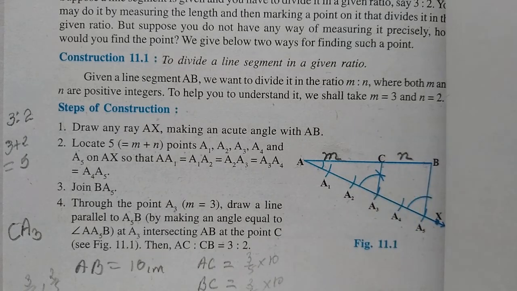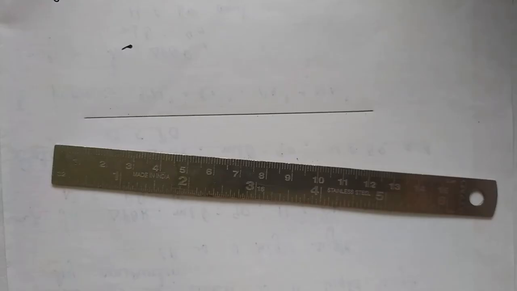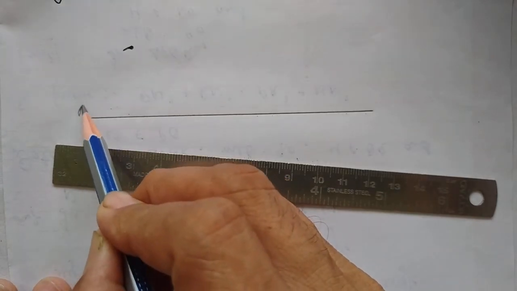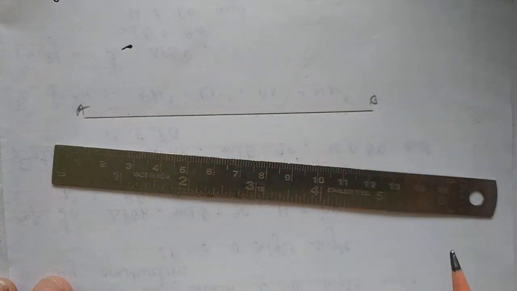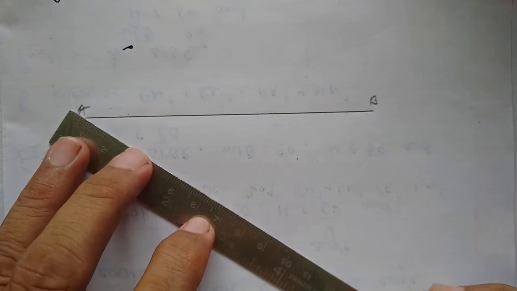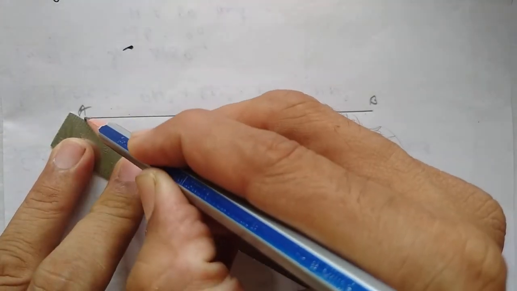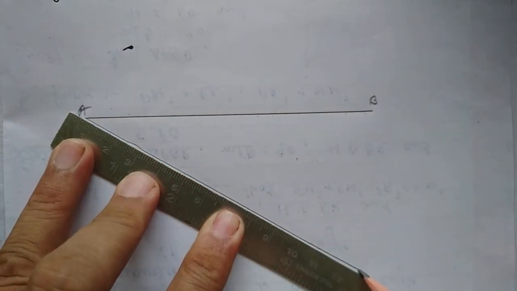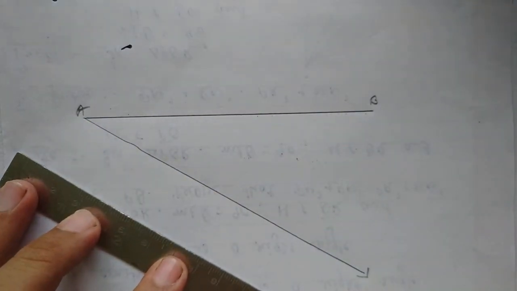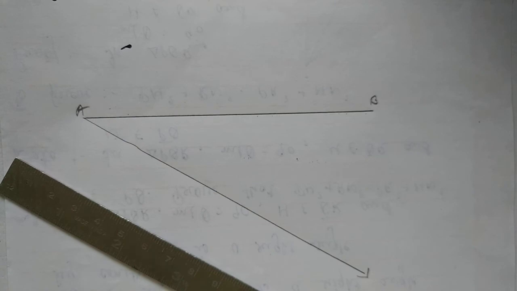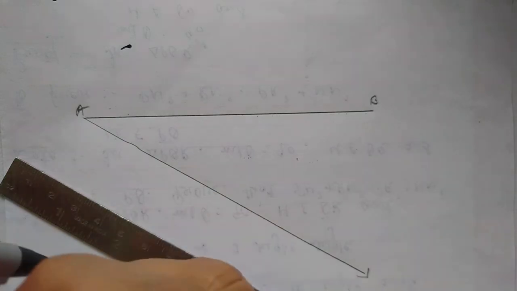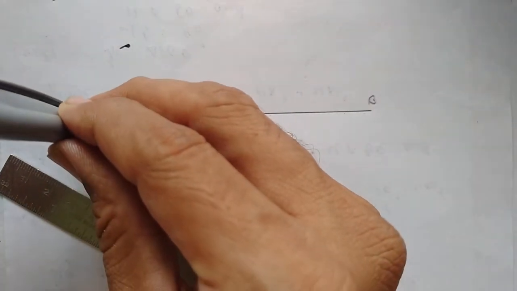Okay. Now children, one point is left. How to construct this parallel line, that I am teaching now. Children, AB taken. Now here acute angle we can form. So one ray we draw. Okay. Ray AX. Then we will do 5 equal arcs from A.